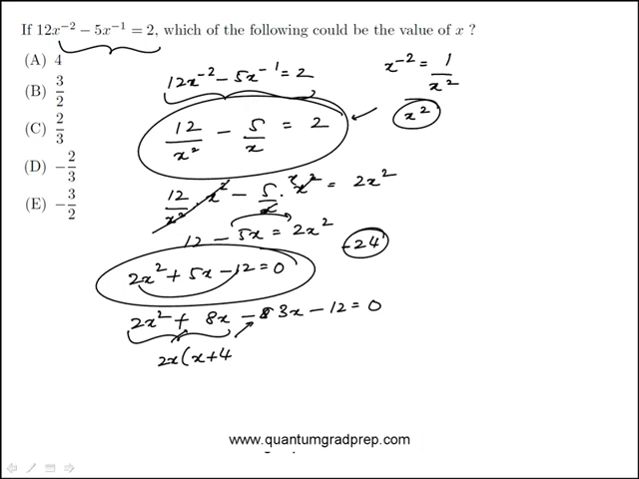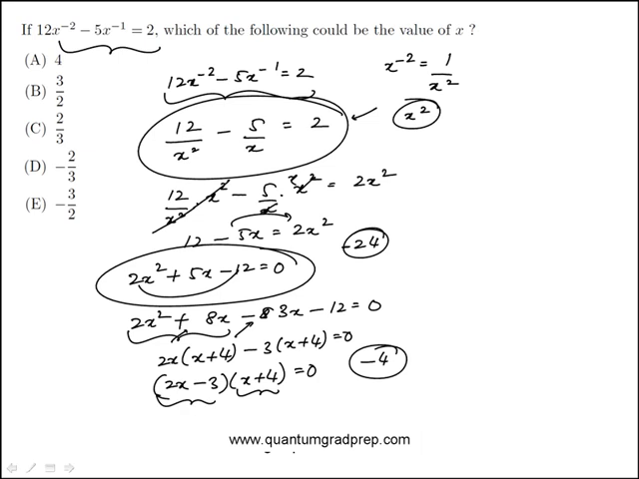So that becomes x plus 4. And then again, I get x plus 4. So I get 2x minus 3 times x plus 4 equal to 0. So the possible values of x are minus 4 when you equate that to 0, and x is equal to 3 over 2. So if you look at these two answers, only 3 over 2 is here. So the answer is B.